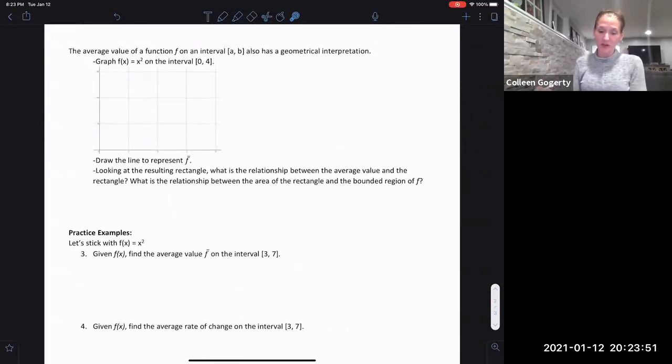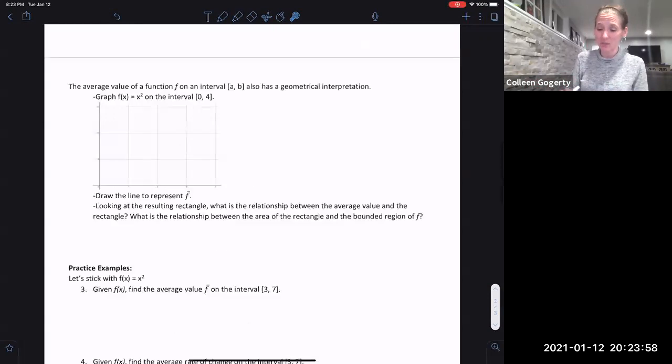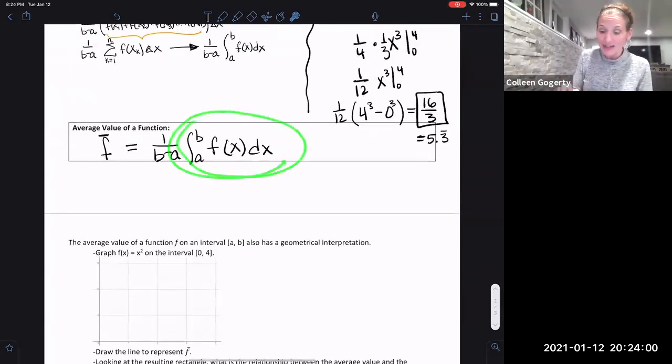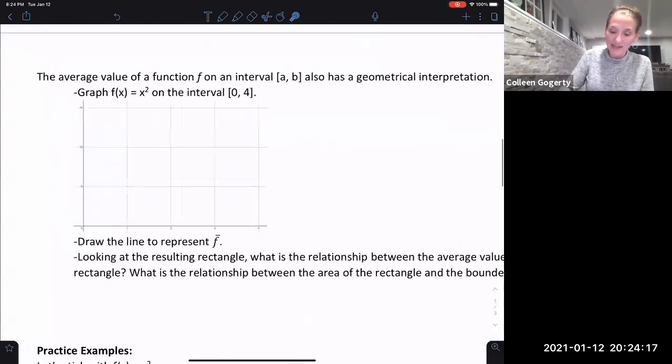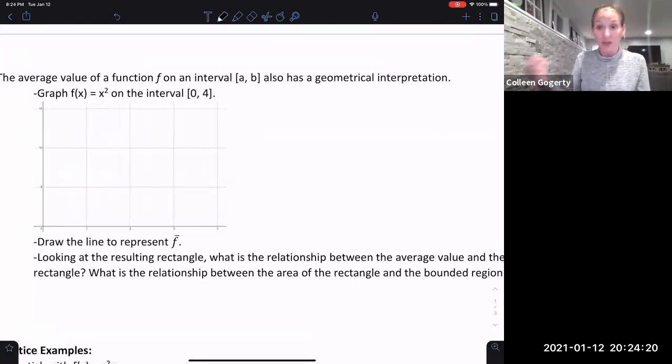The average value of a function f on an interval a, b also has a geometric interpretation. Well, it should have a geometric interpretation because we just used an integral, and we have learned in this chapter that an integral means area. If this means area, then average value better have some sort of geometric connection with area. So let's take this graph and do what it's asked us to do. Start off by graphing f of x equals x squared on the interval of 0 to 4.